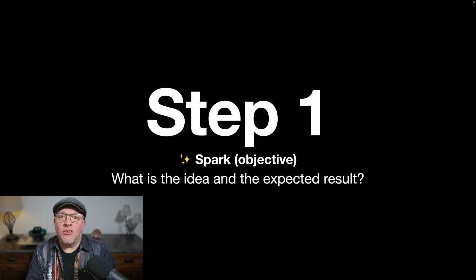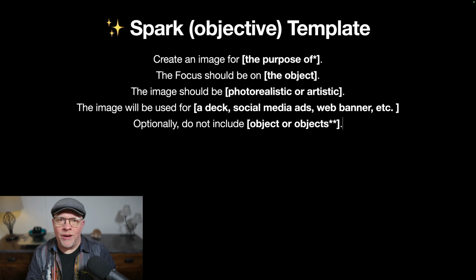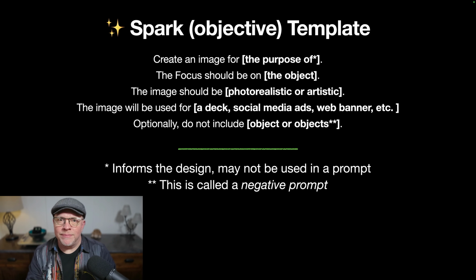So let's start with step one, which is Spark. This is a spark of an idea, and we're going to refine that a little bit by using an objective template. So let's take a look at that right now. And I'm going to read it off to you and explain what we're looking at. Create an image for, and you define the purpose of the image. If you're working with a team of people, maybe you're creating some sort of an image together, this is an even more important step so you're all on the same page as to what you're creating.